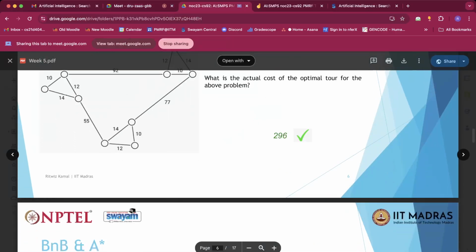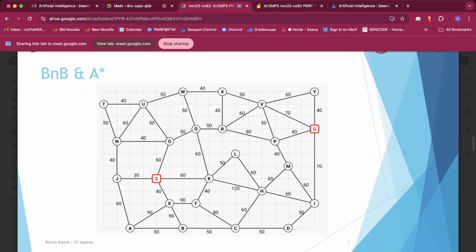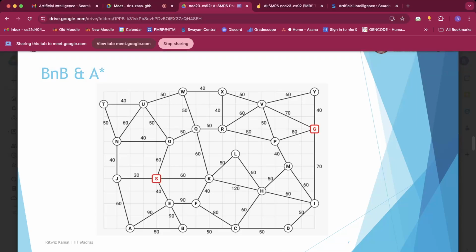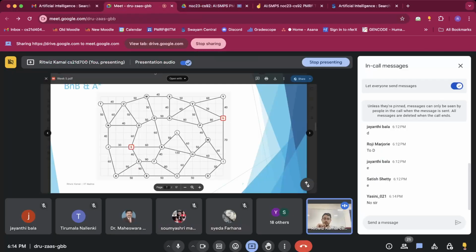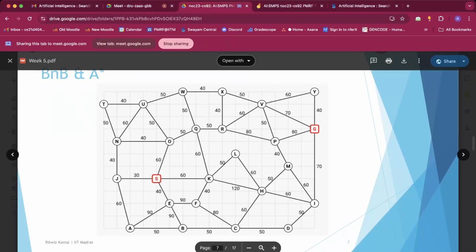Then let's move on to the next question, which will be branch and bound and A star. We'll be using the same graph, the same map for both branch and bound as well as A star problems, and we'll only be discussing the plain A star method, not the variants of A star. But once you understand A star, all the variants of A star method should be easily adaptable.